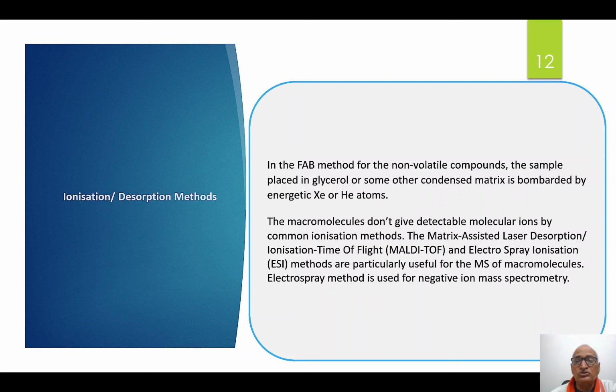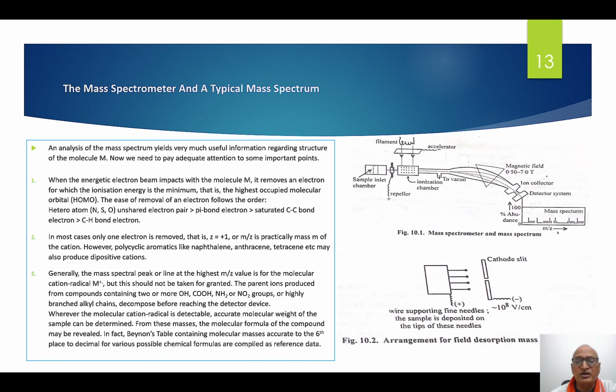Another method is electrospray ionization method, particularly useful for the mass spectra of macromolecules. Electrospray method is used for negative ion mass spectrometry, not very common. The mass spectrometer and a typical mass spectrum.